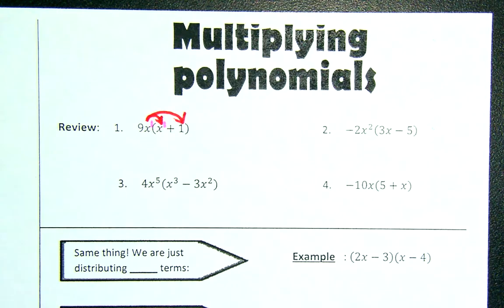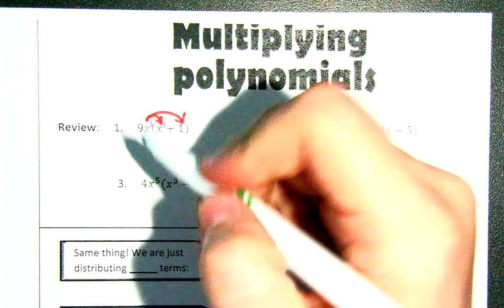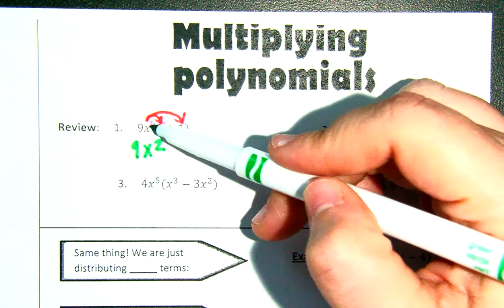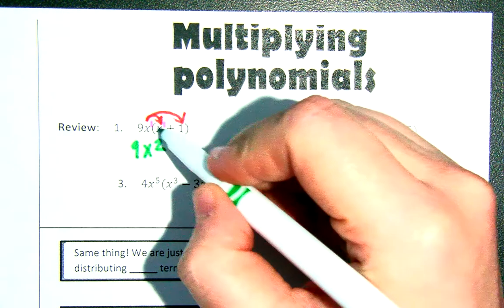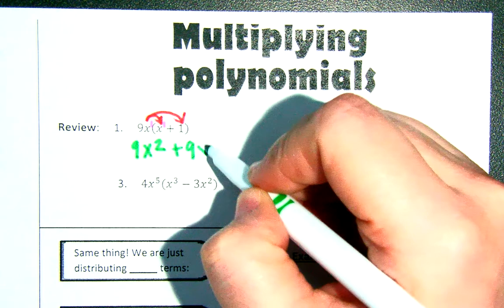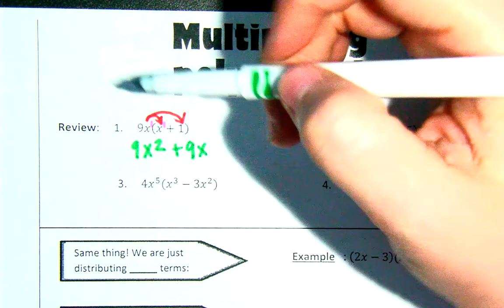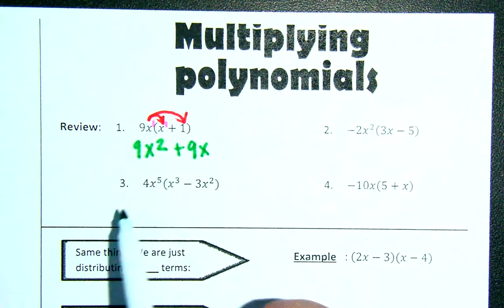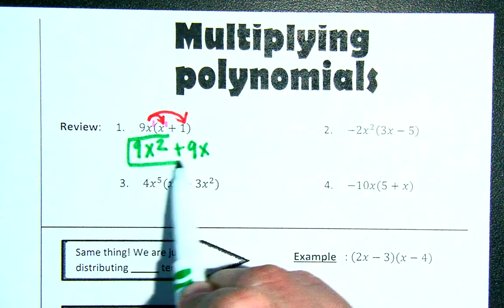So when I multiply 9x times x, that's 9x squared. And then when I multiply 9x times 1, it's 9x. Okay, because remember, x times x gives me x squared because I'm going to add those exponents. And I can't combine like terms, so that's my final answer.